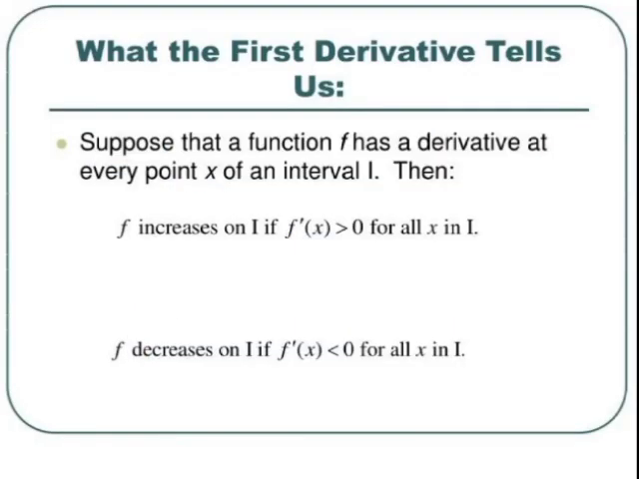What the first derivative tells us. Suppose that a function f has a derivative at every point of x, an interval I. Then f increases on I if f prime of x is greater than 0 for all x in I. f decreases on I if f prime of x is less than 0 for all x in I.